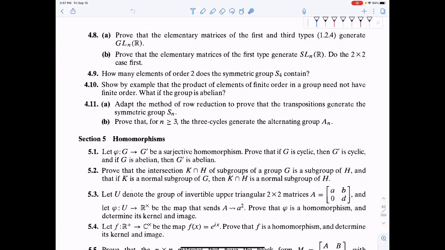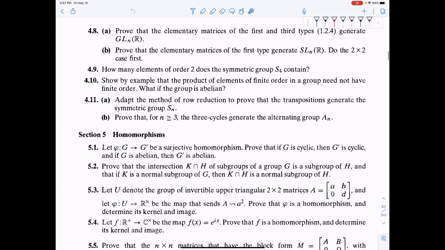Okay, let's understand the question first. Show by example that the product of elements of finite order, which I'm taking to mean that you can find elements of finite order in the group. The group is not finite. If the group is finite, everything is finite.